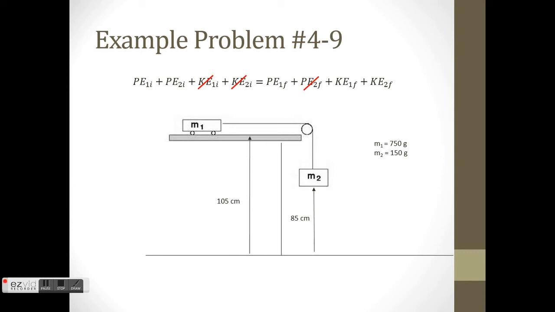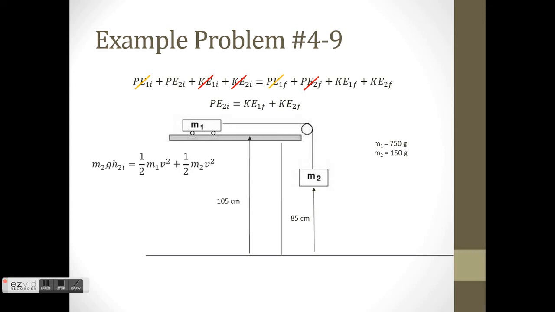There is one other term that I can cancel out, and that's the potential energy of block 1, initial and final. The reason for that is cart 1 stays on the table. It's at 105 centimeters initially, it's 105 centimeters final. Those two numbers are the same, so I can cancel them out because they're going to be the same on either side. So out of the big mess of equations that I had before, I'm left with something pretty easy to work out. Potential energy 2 initial is equal to kinetic energy 1 final plus kinetic energy 2 final.